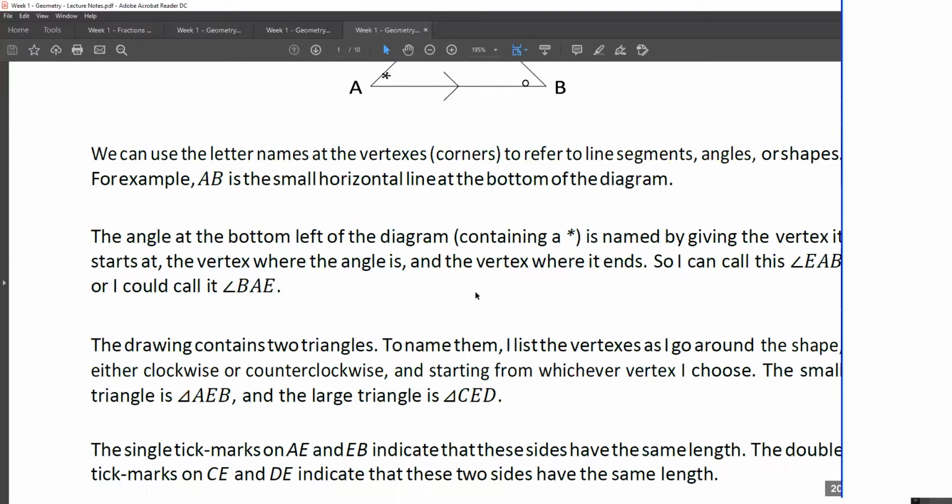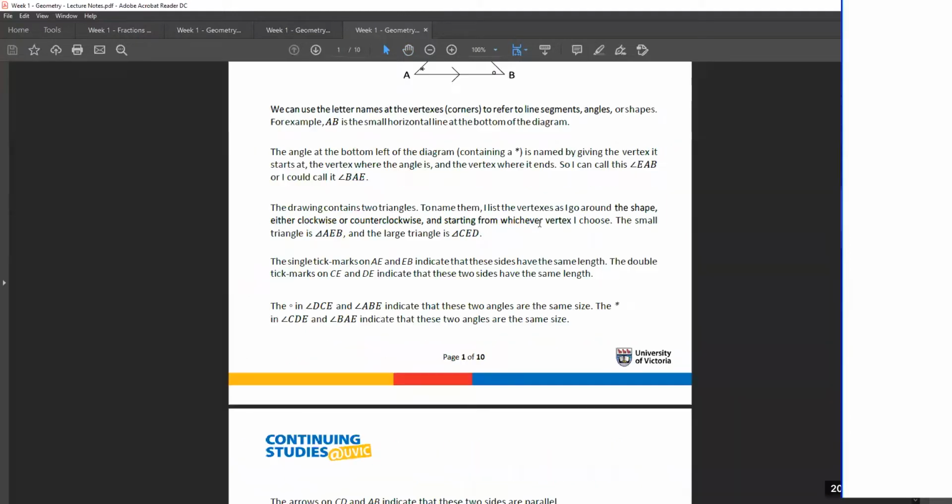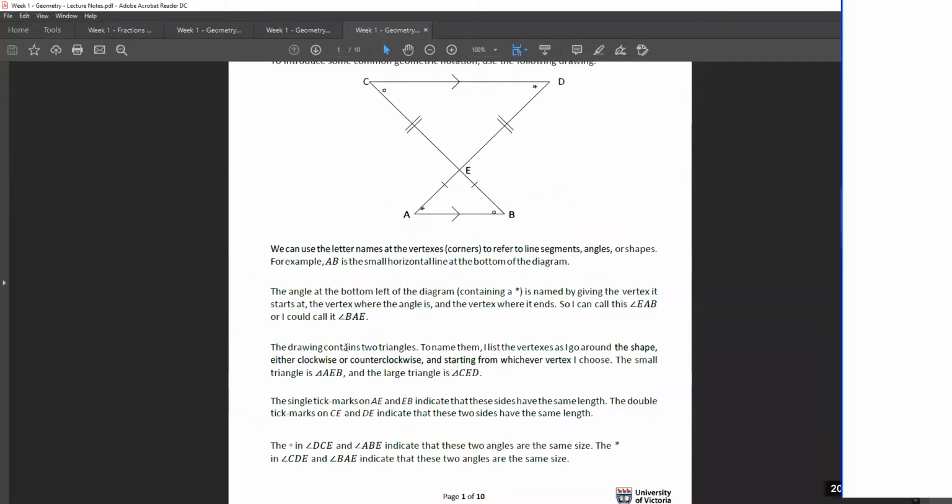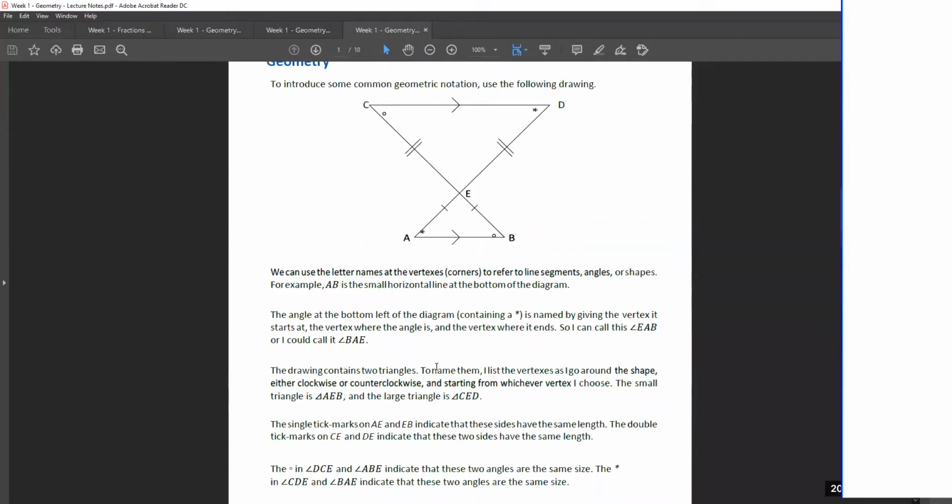The rest of this is starting to talk about these triangles. I'm going to zoom out so that we can see the words and we can see the diagram at the same time. So there we go. This drawing contains 2 triangles. To name them, I list the vertices as we go around the shape, either clockwise or counterclockwise. It doesn't really matter. You just pick a starting point and go from there. So this triangle down here can be named AEB with the 3 corners of that triangle. And then the triangle at the top could then be CED, again going around the triangle.